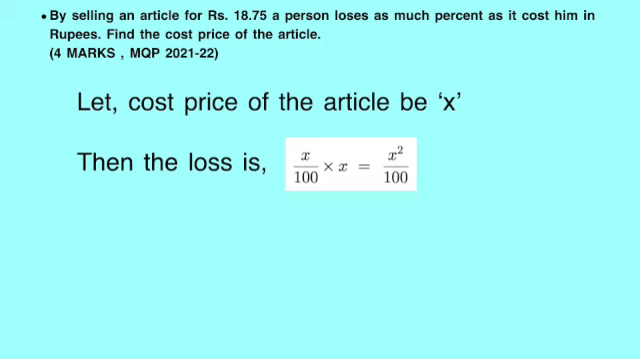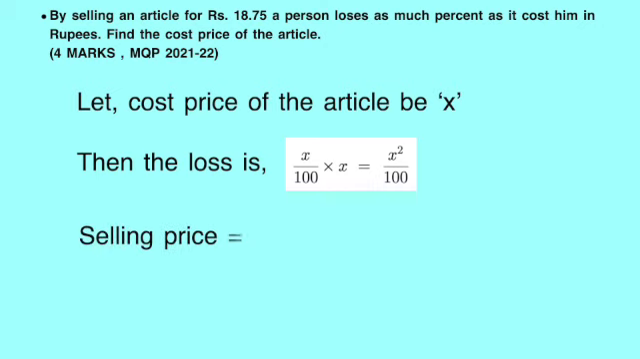See, he incurred a loss of how much percent? The loss is equal to the percentage of the cost price. The cost price is X. Therefore, the loss is X by 100 into X. What is the second X? The second X stands for the cost price. The first X is for the loss, the second X is for the cost price. Always loss is calculated on the cost price. Therefore, the complete loss for him is X square by 100.